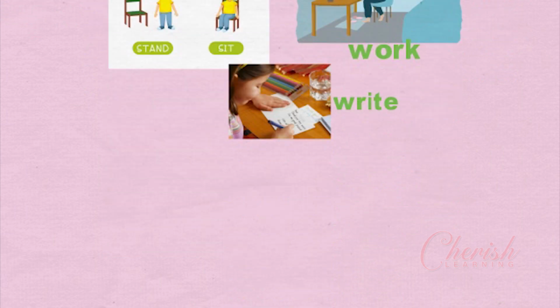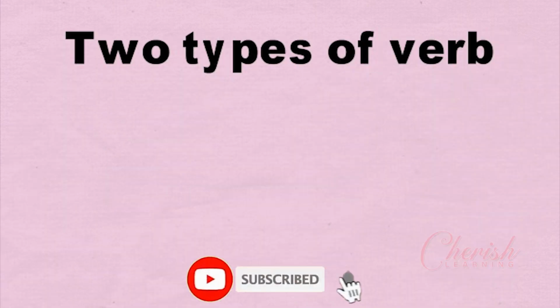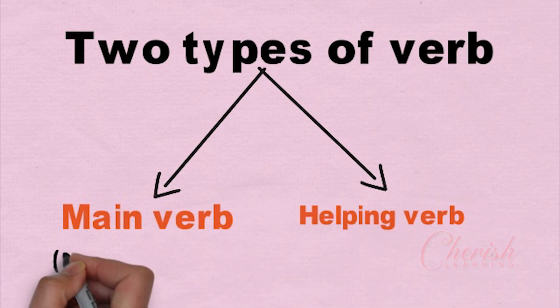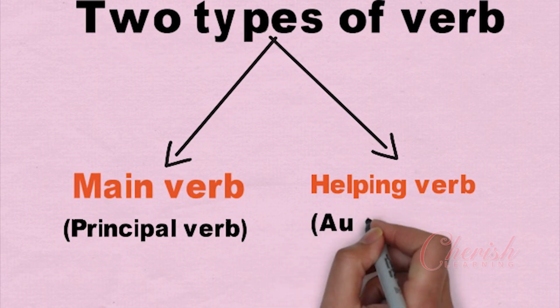Now we will do two types of verb, and two types of verb are main verb and helping verb. Main verb is also called principal verb and helping verb is also called auxiliary verb. Now main verb. Main verb means main काम, main action. Now let's have some examples.